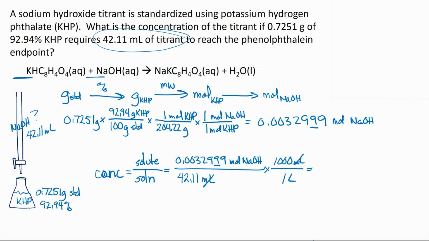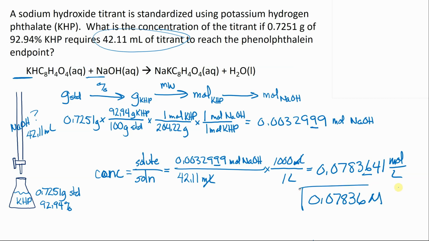And I get 0.0783641 moles per liter now, moles of sodium hydroxide per liter of titrant. And I'm still looking at 4 significant figures, both from the previous problem and the 4 significant figures in that volume of titrant. And so 0.07836 molar would be the answer to this problem.